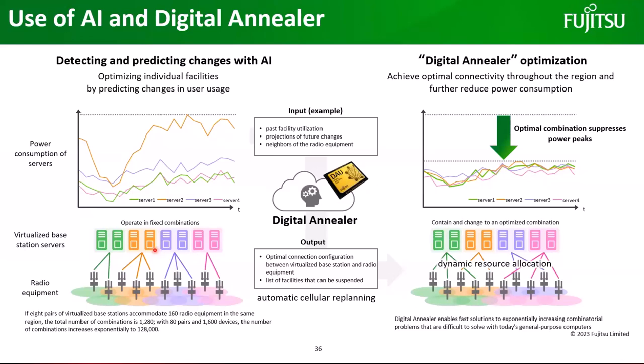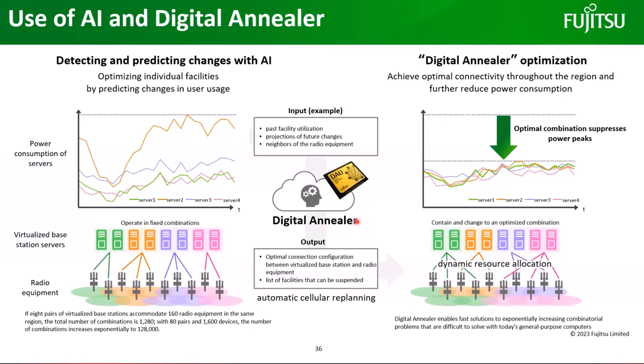Traditionally, the combination of wireless device and virtualized base station is fixed. As a result, the power consumption of each base station server varies greatly due to changes and bias in the flow of users. In this situation, it was possible to optimize the individual facilities, but it was not possible to optimize the variation among facilities, which posed a problem. To solve this problem, Fujitsu focused on the computational performance of the digital annealer for combination problems and quickly delivered the optimal combination of wireless devices and virtualized base stations for the entire region.